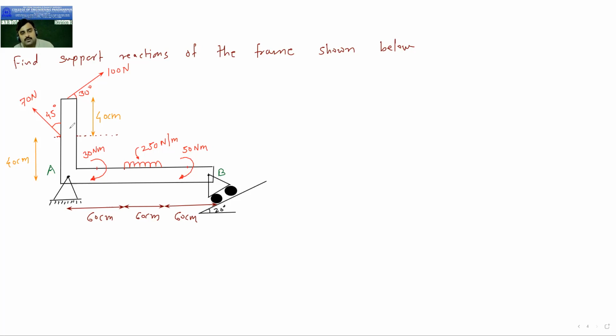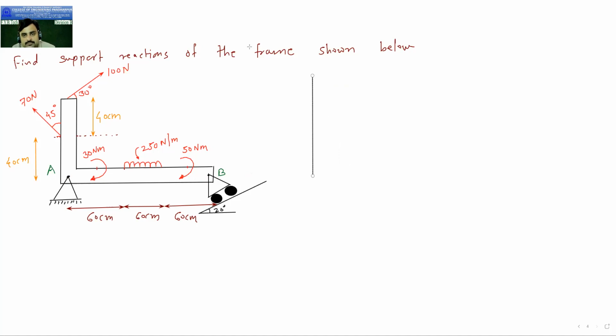Now we have to solve this problem. After seeing the diagram, one thing you should do, if such a type of frame is given to you, is first of all draw the line diagram of this. For this vertical, I will show it by just a single line. This is the central line diagram. I'm taking the center line of this, so this is the vertical line.